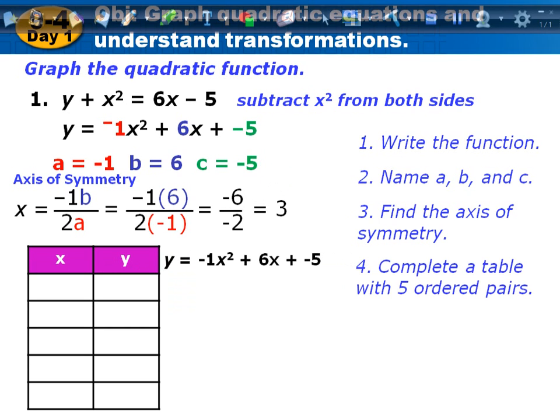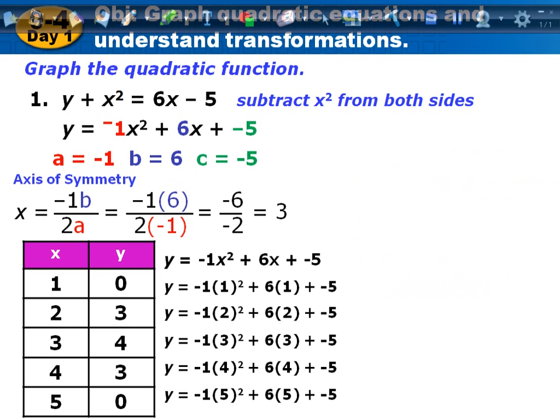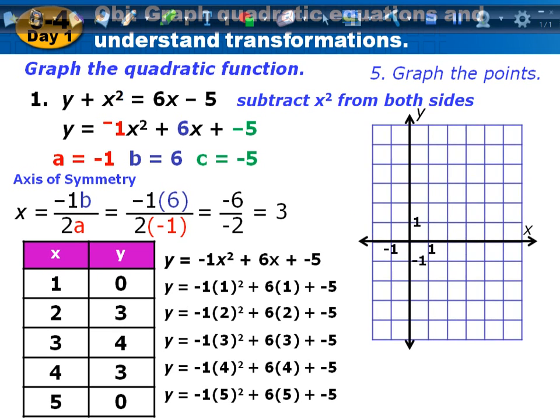We're going to make a table of values where that 3 is going to be our middle term right here. We're going to fill in the rest of our table. We need 2 less than 3, so 1 and 2, and 2 more, so 4 and 5. We're going to plug each one of these in, and we get 0, 3, 4, 3, and 0. So we completed a table with 5 ordered pairs. Then we're going to plot the points.